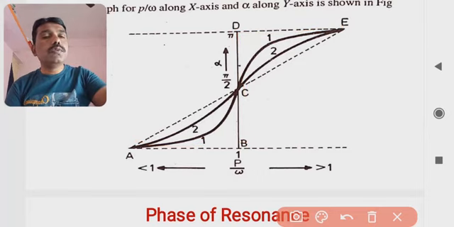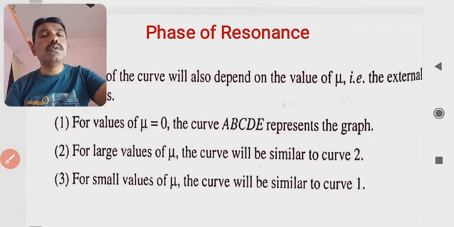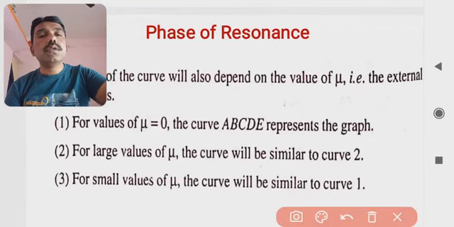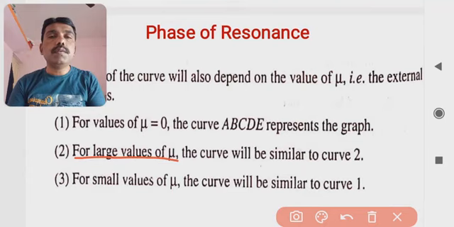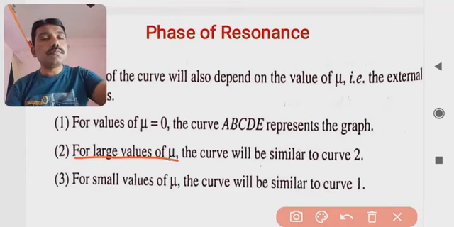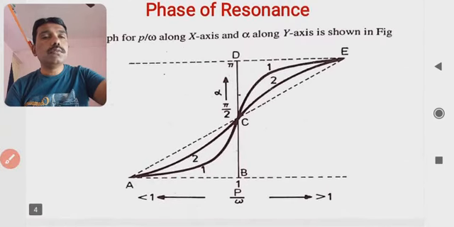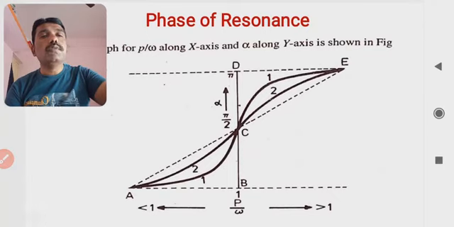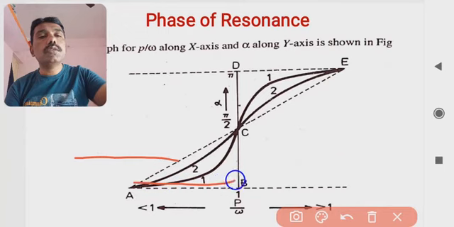And now for changed values, for the larger values of mu, if mu is very large, the curve will be similar to curve B. That means if you look at this case where mu is larger, not smaller: when it is 0, we know it looks like ABCDE.